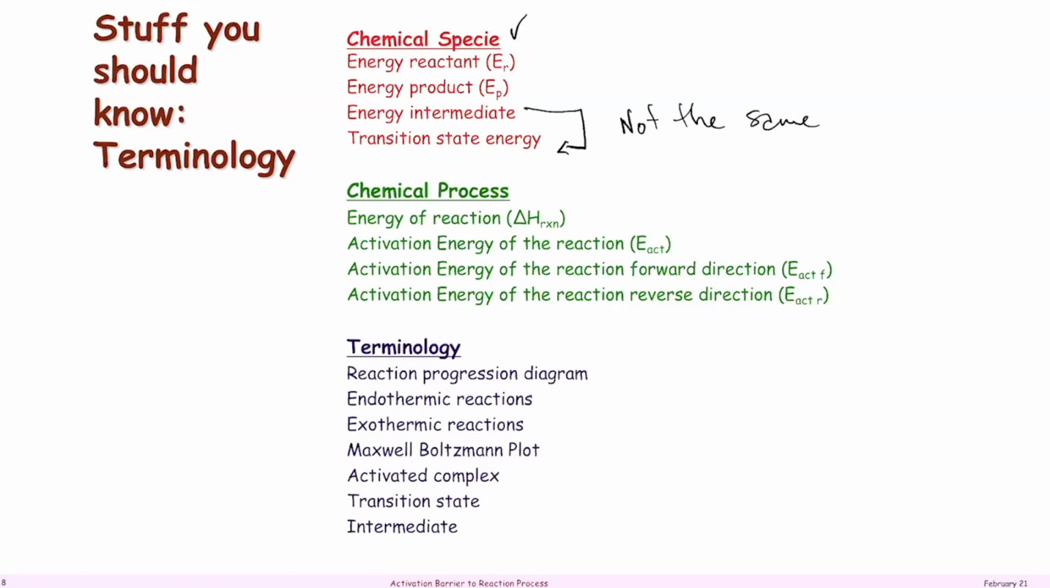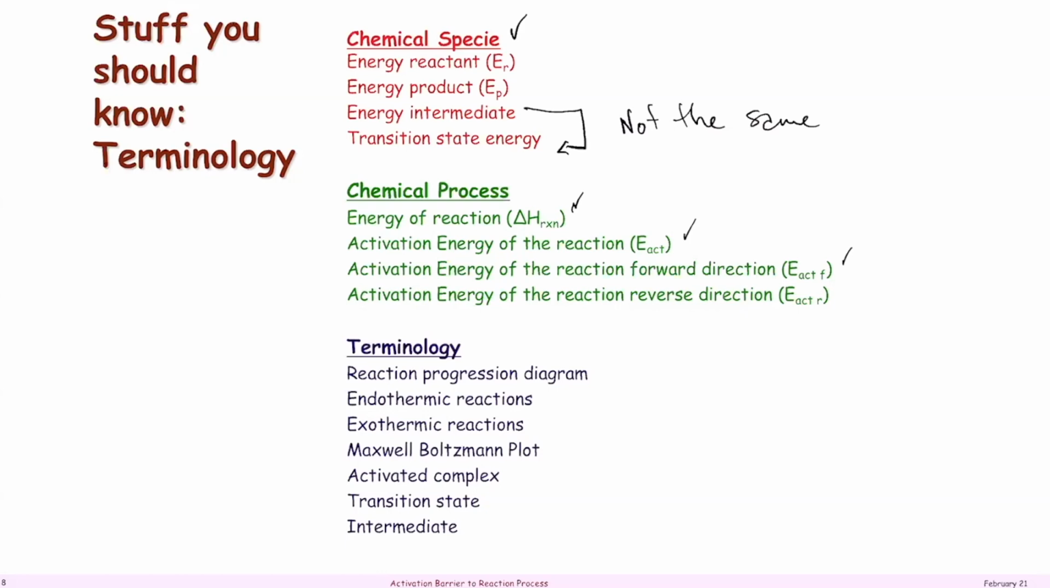We calculate the energy based on final minus the initial: the energy of the product minus the energy of the reactant. Okay, that's a process. It's a calculated value. So the energy of the reaction, that's a process. The activation energy of the reaction, that's a process. The activation energy in the forward direction and the reverse direction, that's a process, because those are not species, those are energy changes that occur during a reaction coordinate diagram.